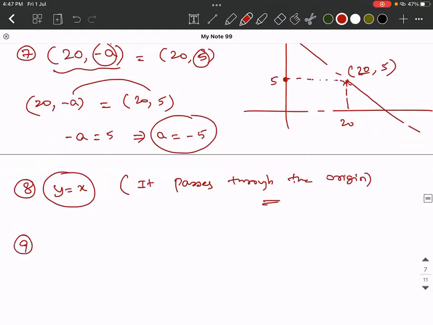9th one. Sir, y equal to x, which is the answer? First one, the option A, because it passes through the origin.